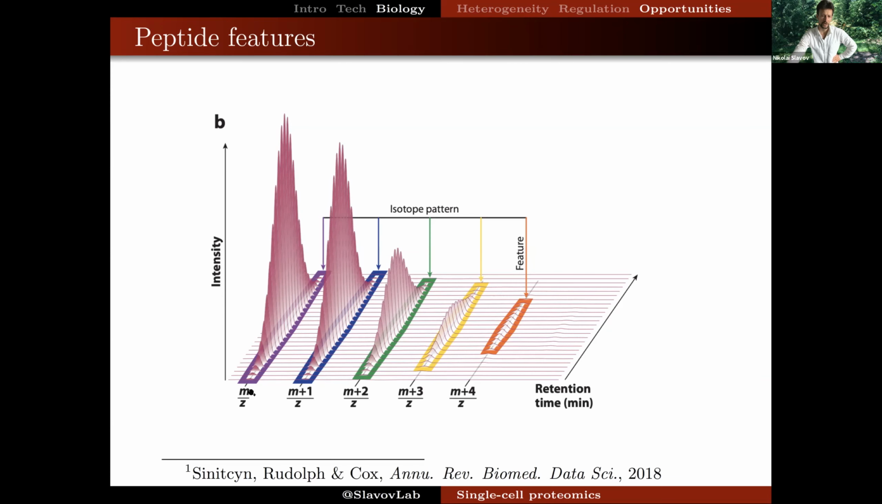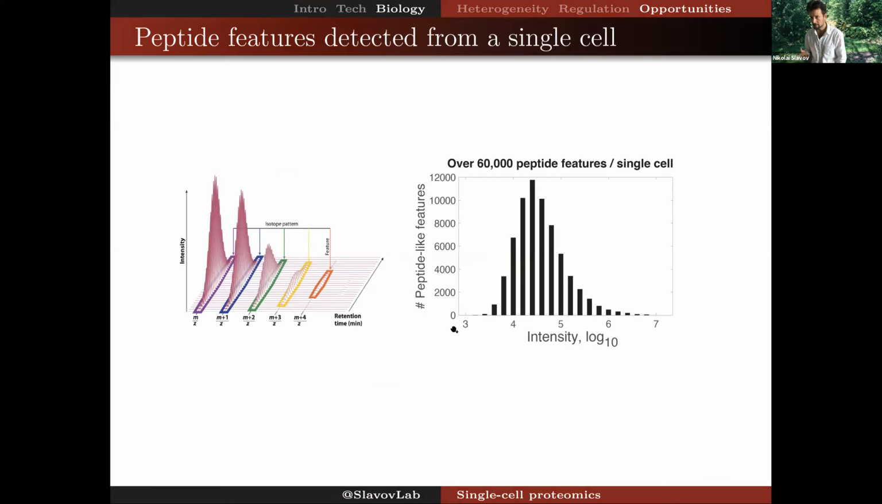Essentially, we measure all of the ions that do not have heavy isotopes. And then the second isotopic peak corresponds to having only one heavy isotope in the molecule, then two, three, and so on. And this is measured across lots of survey scans. This is how a peptide-like ion looks. And the reason why I'm telling you this technical detail is the fact that we can see over 60,000 peptide-like ions in a single cell injected for mass spec analysis. We don't yet identify the sequences of all of them.